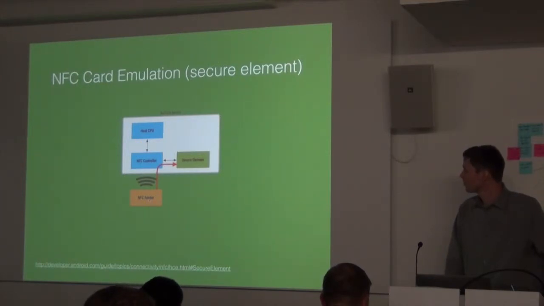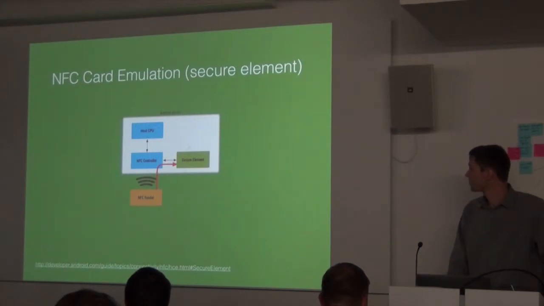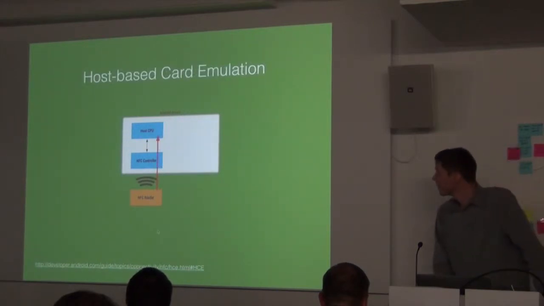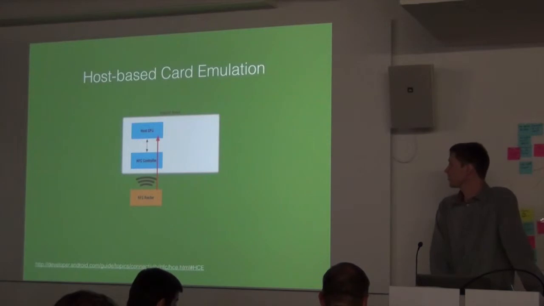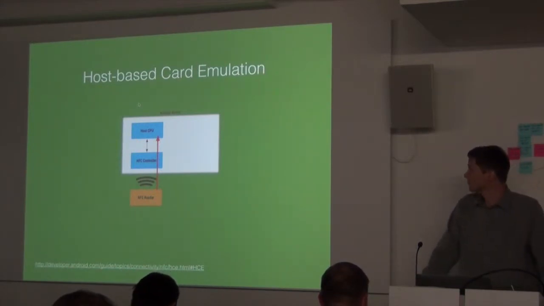So in here, the NFC reader is actually communicating directly with the secure element. This was a problem with many devices before KitKat because the carriers did not allow Android to actually access the secure element, so it was pretty much off limits. With host-based card emulation, however, the NFC reader is able to communicate directly with the host CPU. So this was first implemented in 4.4, and that's why now most devices running 4.4 are able to use this.